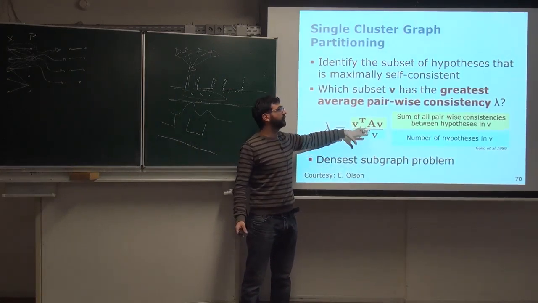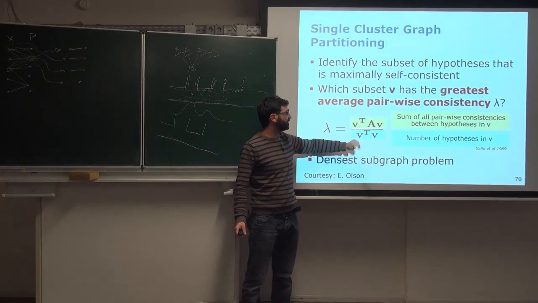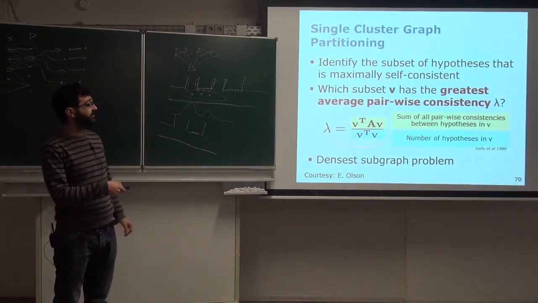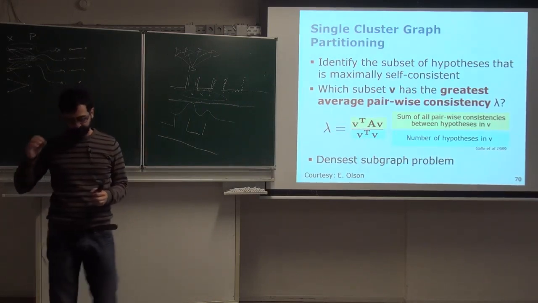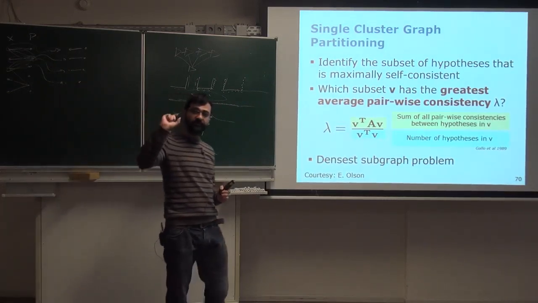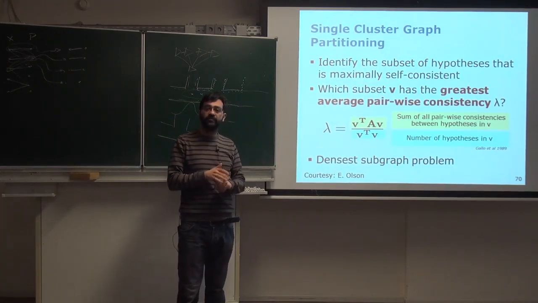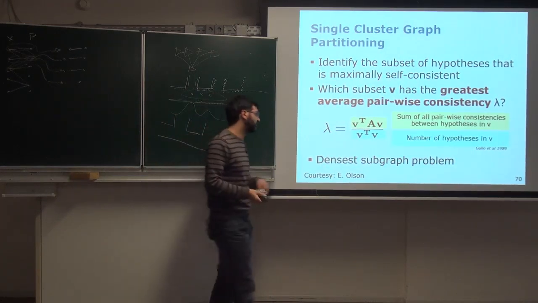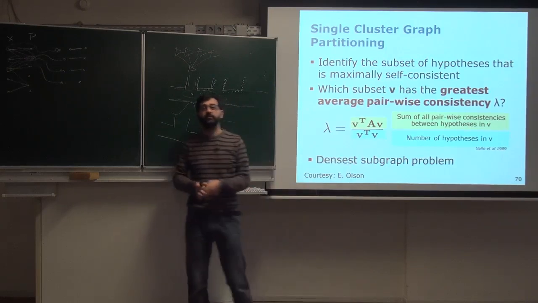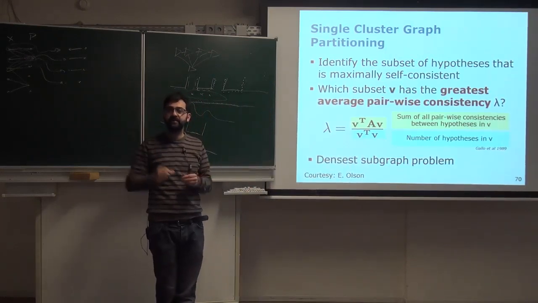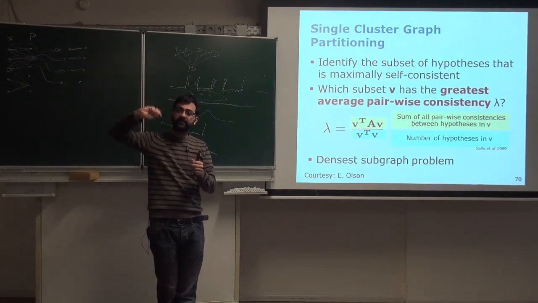You will still want to have the maximum number of elements in here. The problem of this formulation is that if you stick to 1, 0, so if you stick to the indicator variables in the vector, you end up in a problem which is NP-hard. It's called the densest subgraph problem. So you want to find a subgraph which is the densest, in the sense that the weight in the edges is the highest. Okay.